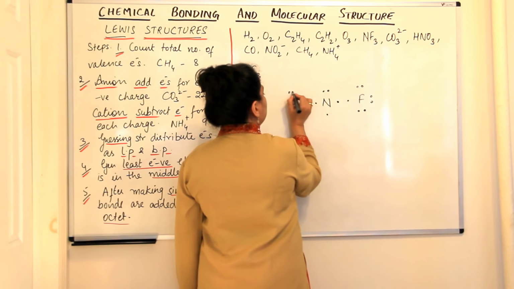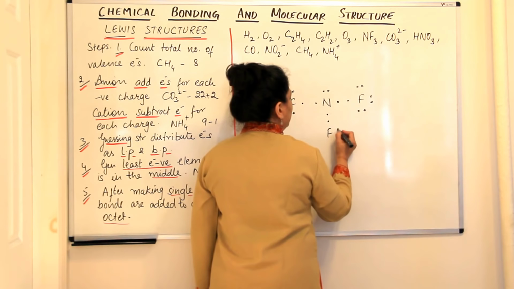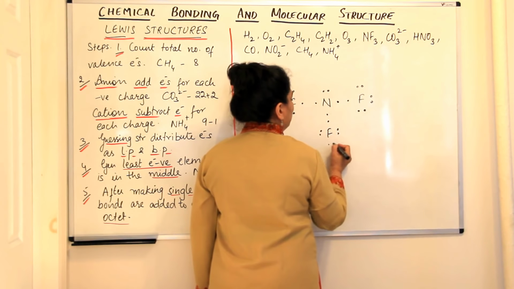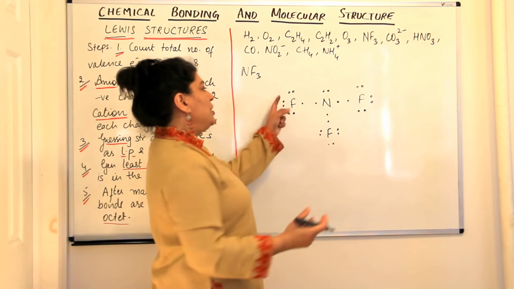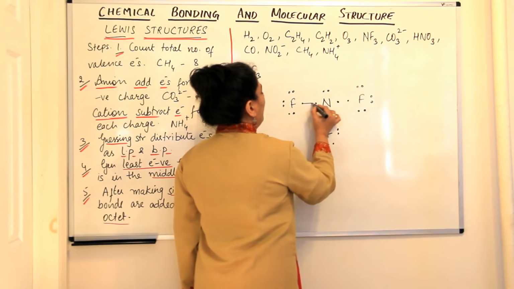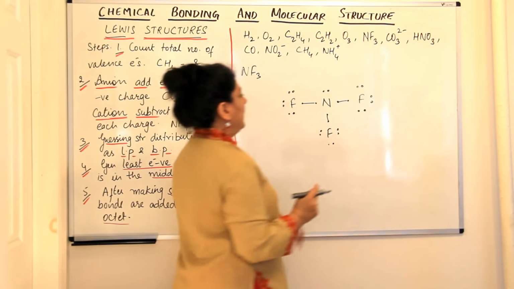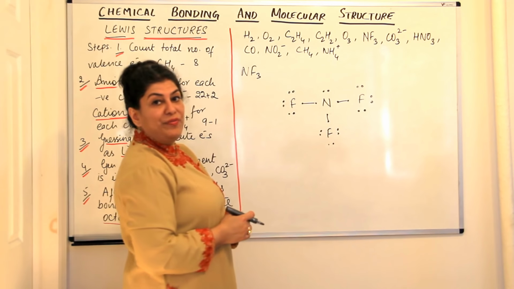So fluorine has 7 electrons, 1, 2, 3, 4, 5, 6, and the one electron which has to be bonding, I put it on the side of nitrogen. The third fluorine is here, 1, 2, 3, 4, 5, 6, and this is the 7th electron. So this would be the structure of NF3, where one bond would be formed by every fluorine with nitrogen, and nitrogen would be left with one lone pair of electrons.